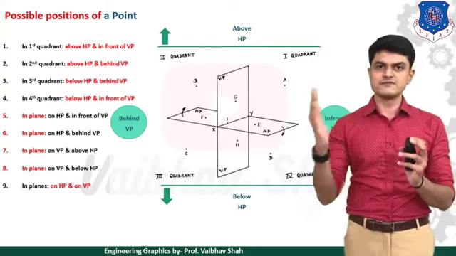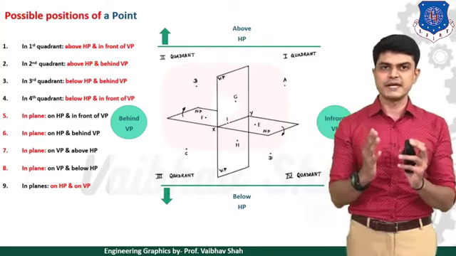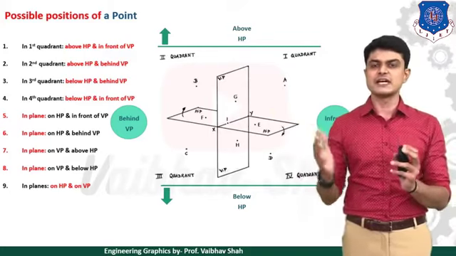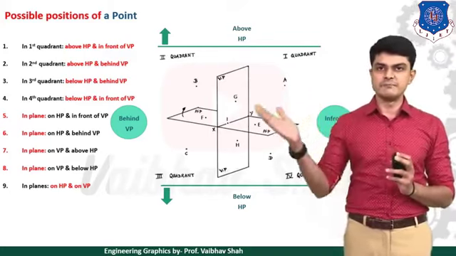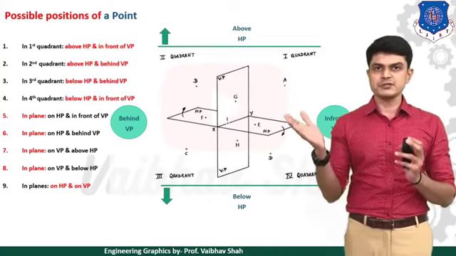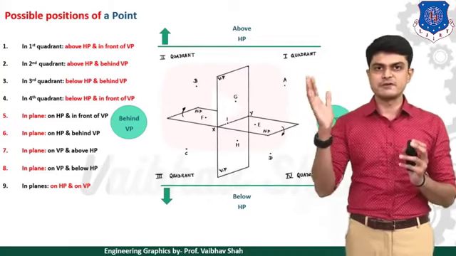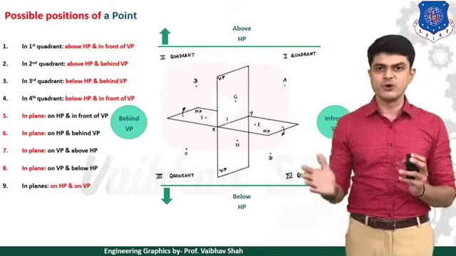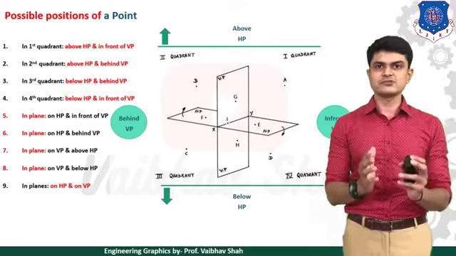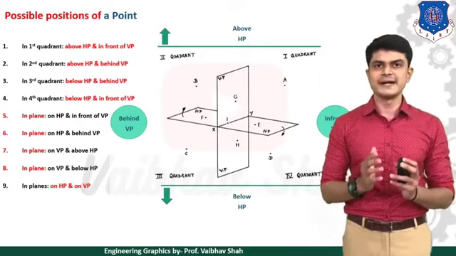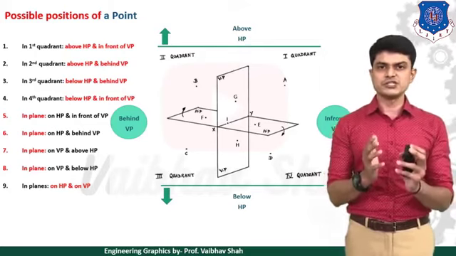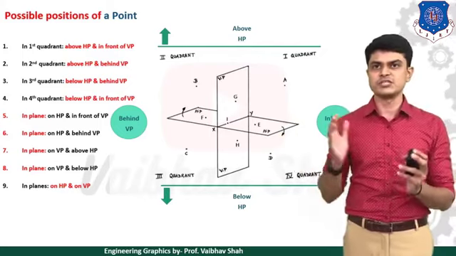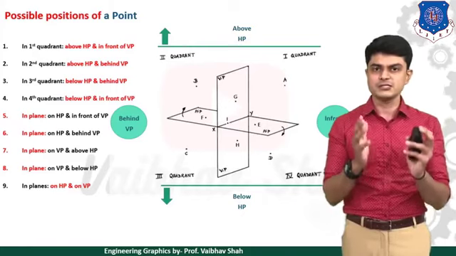The portion which is in front, or on the right hand side of your vertical plane, would be in front of VP. The portion on the back side, or the left hand side, would be behind VP. The portion above your HP would be above HP, and the portion below your HP would be known as below HP. By considering these terms, let us move ahead and check how many positions we have for the point. We must have a total of 9 positions available for a point in space.